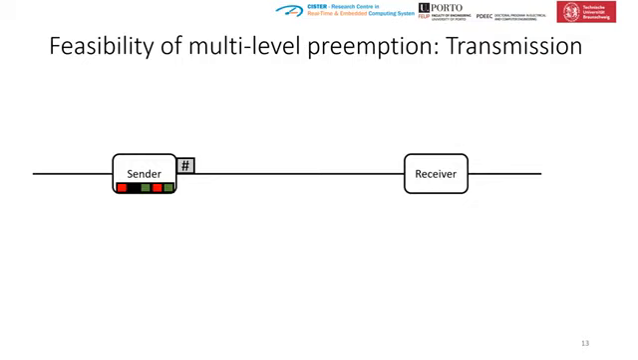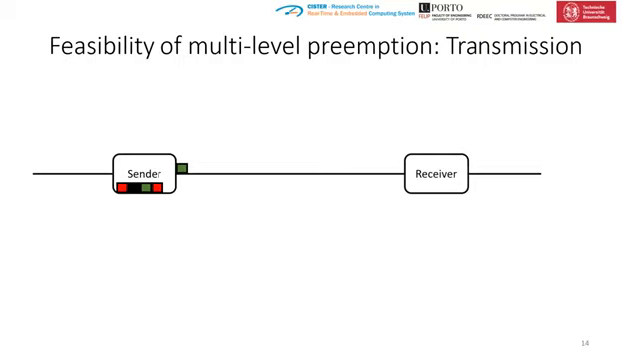Under multi-level preemption, in addition to verifying whether the receiver supports preemption or not, the receiver also gives feedback to the sender on the level of preemption it supports. This is critical to the multi-level preemption paradigm. So after the verification process, the transmission begins proper.